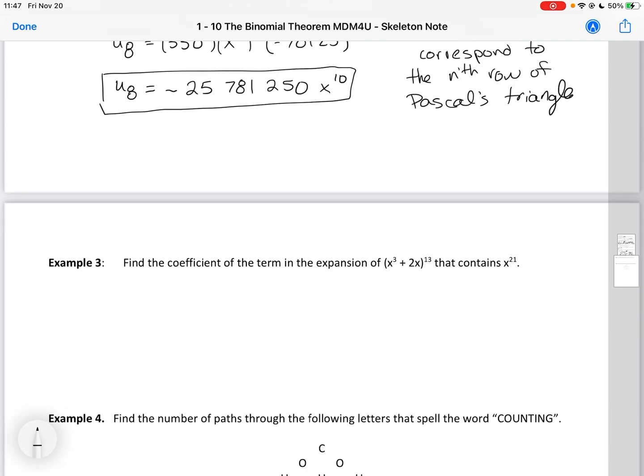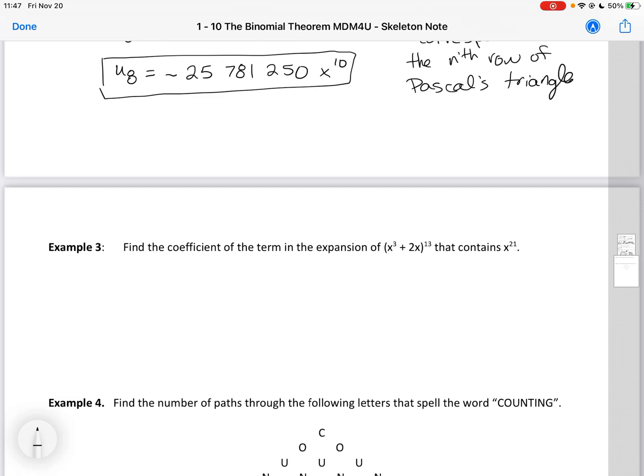The next example that we're going to do is finding a particular coefficient of the term that has a particular power of x. So we know that we need x to the 21. So that means that in my expansion, the x parts are going to have to add up to 21. So let's write out that general coefficient. So I would have 13 choose r. I'm going to have a raised to the n minus r. And then I'm going to have my b value raised to the r.